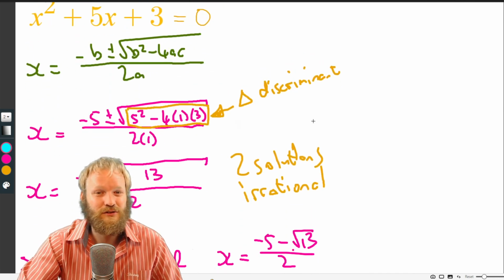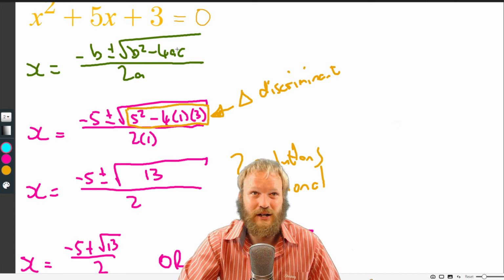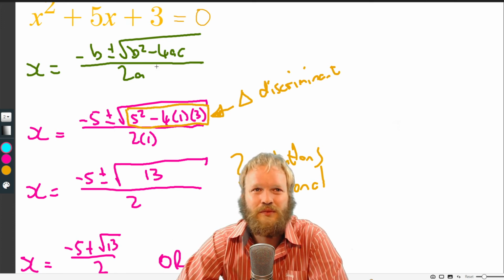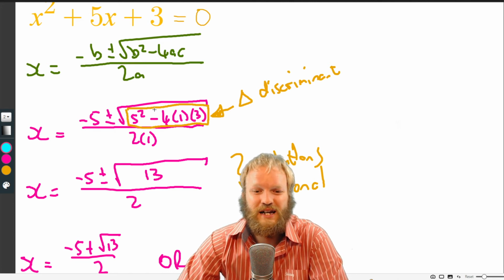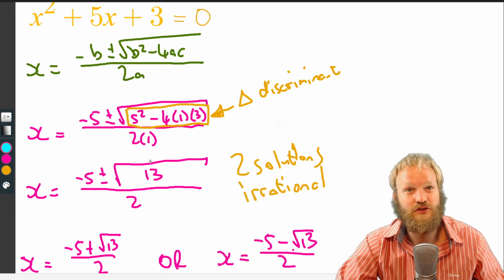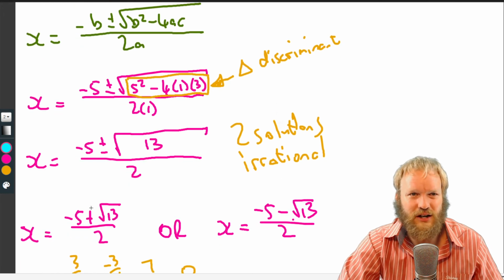Nature of roots. We're interested in this b squared minus 4ac. That's the bit that's interesting us, and it's going to tell us what types of roots we've got. If it's not a perfect square, but it is a positive number like 13, then we're going to have two solutions, but they're going to be irrational because they're going to have these square root signs in them.